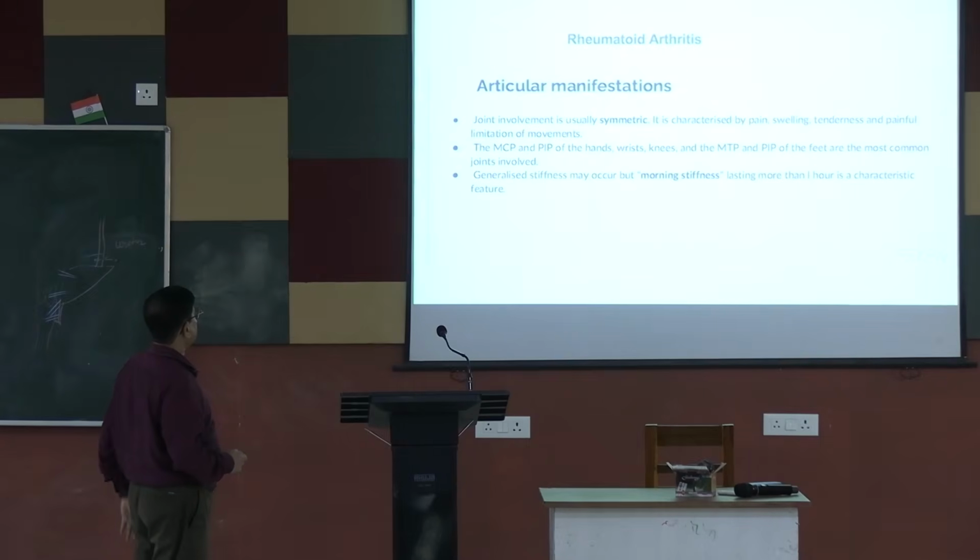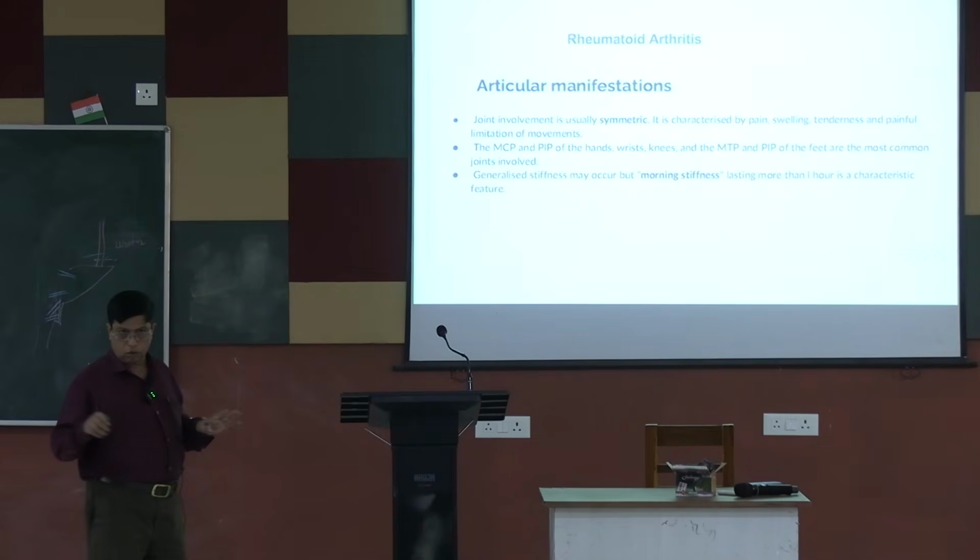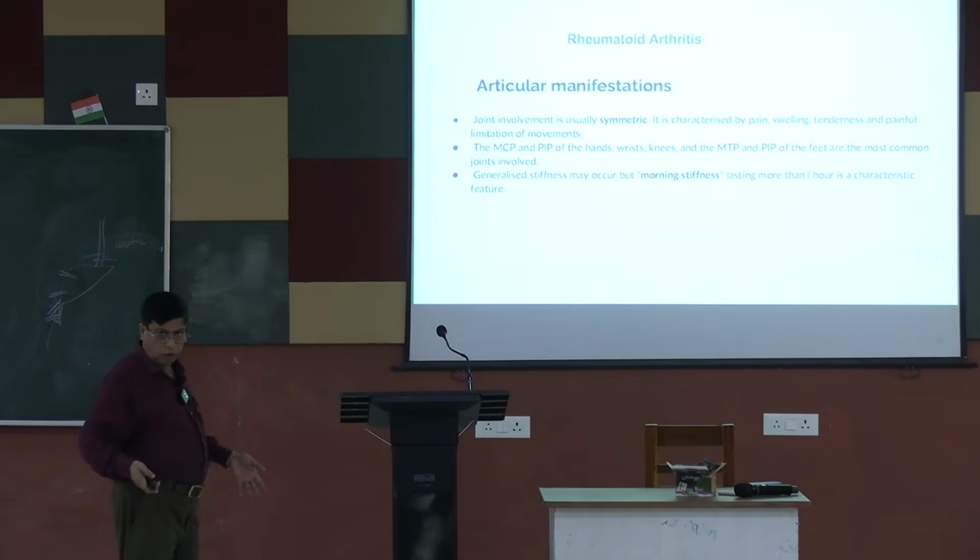Rheumatoid arthritis. So, what are the articular manifestations? That is the joint involvement, usually symmetric. I have told you how to classify joint disease as asymmetric or symmetric. There was one classification. So, it will fall under symmetric polyarthritis. Symmetric means both sides of the body are involved equally. If the left hand is involved, the right hand is also likely to be involved within a few days or few months.